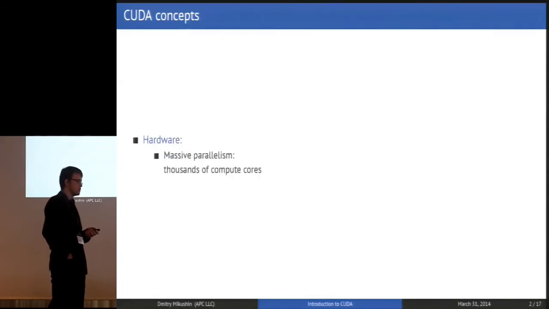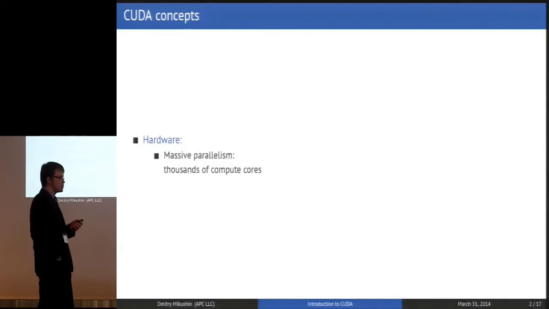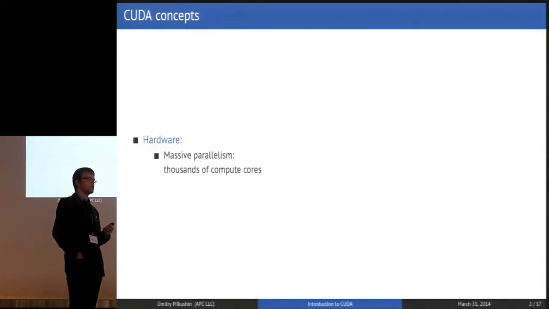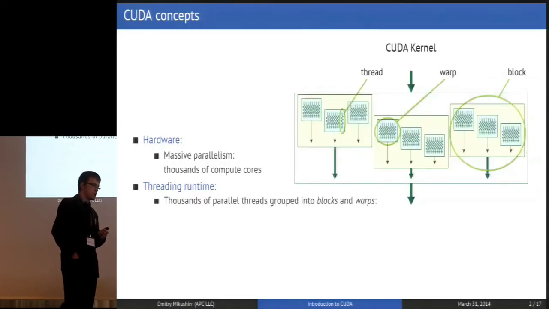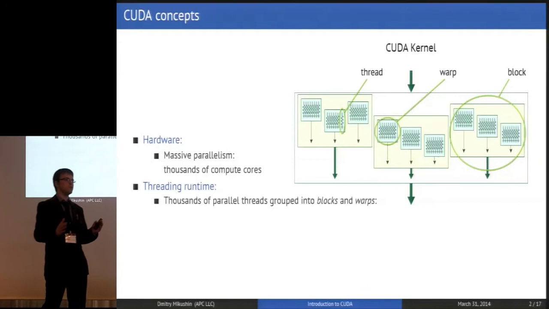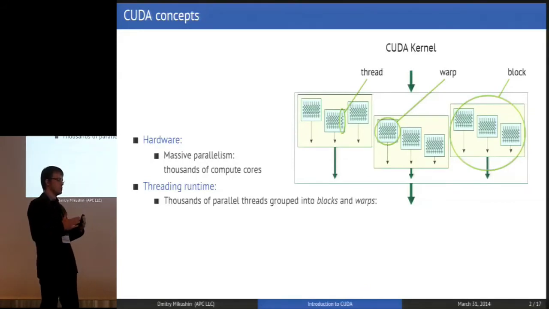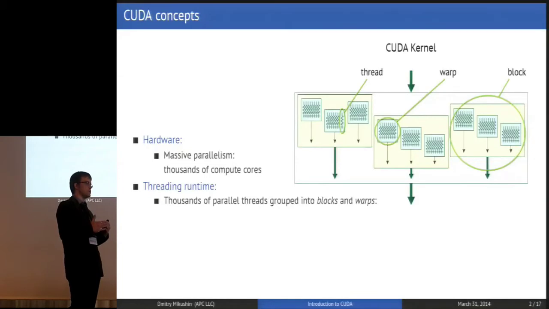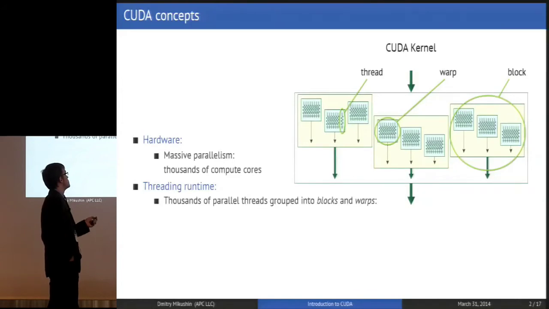So in terms of hardware, CUDA focuses on massive parallelism. The word massive here means that we escape from the world of 4 or 8 cores and instead consider the architecture with thousands of cores. To fit these thousands of cores, we need thousands of parallel threads. These parallel threads are not completely independent, but rather are grouped into blocks, and smaller blocks called warps. So here is the picture.